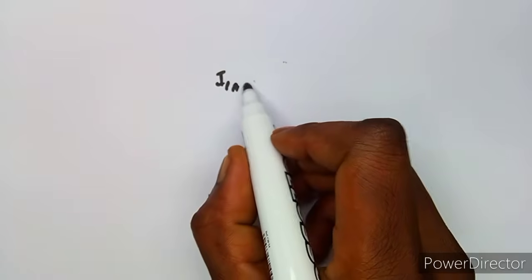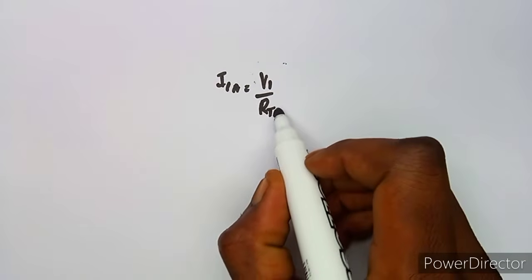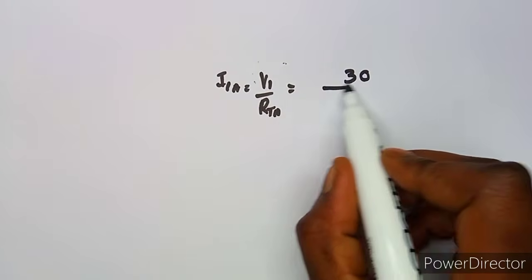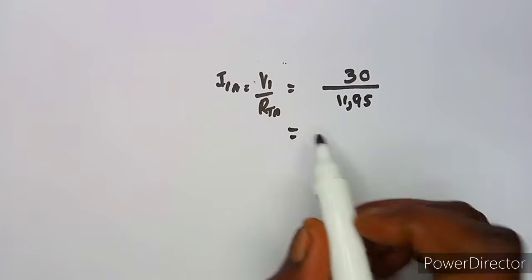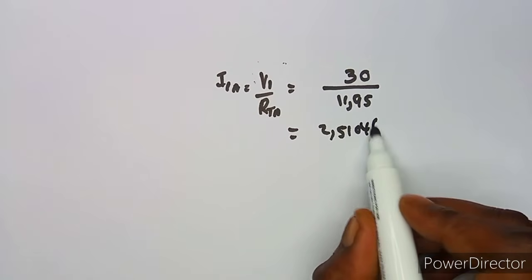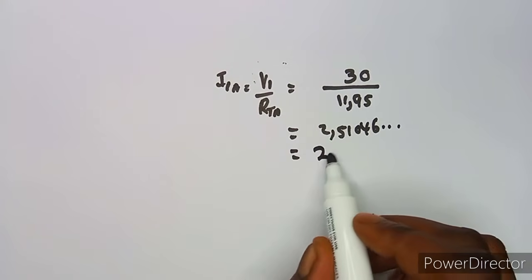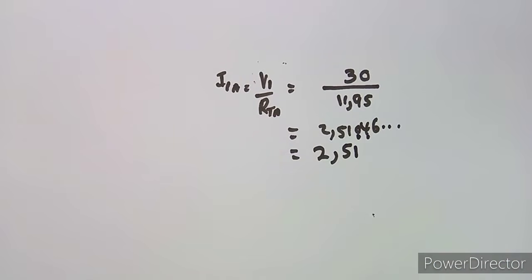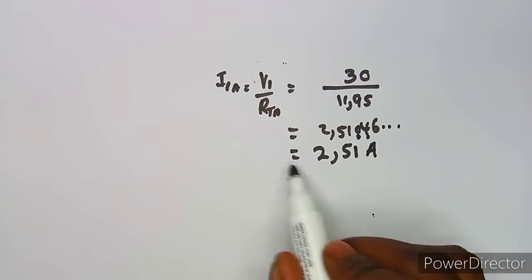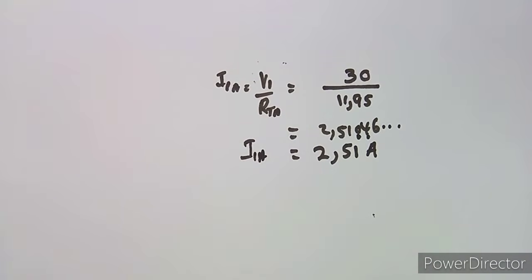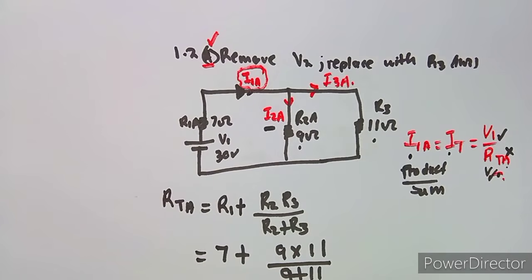This is going to be I1, which is V1 over RT. V1 is 30 volts over the total resistance that we just calculated, which is 11,95. We're going to obtain a decimal like 2,5104 and so on. You can just round off to 2 to 3 decimal places. As you can see, the 4 cannot change this, so it's going to be 2,510. You just leave it like 2,51. So this is I1.